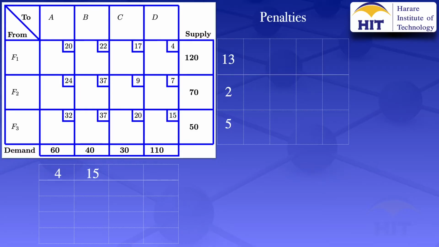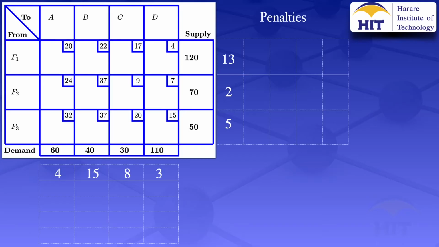Move on to the third column where we have destination C there. The least cost is a 9, and the next least cost is a 17. Take the difference, and that's an 8. So the penalty for column C there is an 8. We now move on to column D. Look for the least cost in that column, it's a 4. The next least cost is a 7. Take the difference, we see that the difference there is a 3.